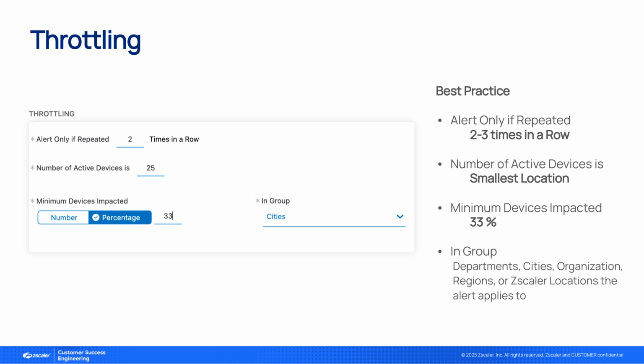Here, a good baseline configuration is to set alerts to only trigger if events are repeated at least 2 or 3 times in a row, where the number of active devices is at least equal to the smallest location you have to ensure that a significant enough volume of users are online, and with a minimum devices impacted of 33%. The in-group value here should match whichever population you want the alert to monitor.